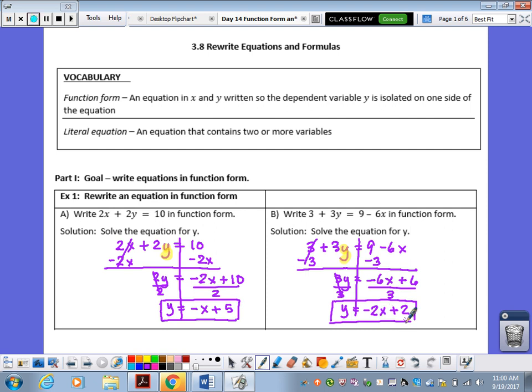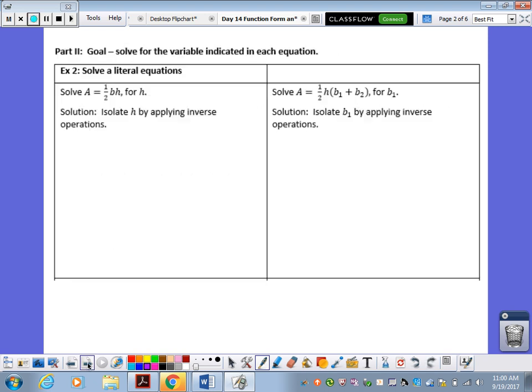In part 2, when you flip your paper over, we're going to be solving literal equations, which in the first example that you see, you're looking at a formula for a triangle. A equals 1/2 times the base times the height. Our goal is to solve for h. I know the area is already solved for, but this time I want to actually rewrite the entire equation so that I'm solving for the height instead.